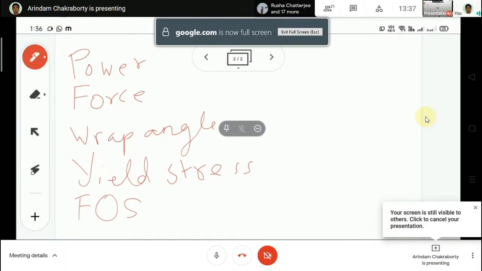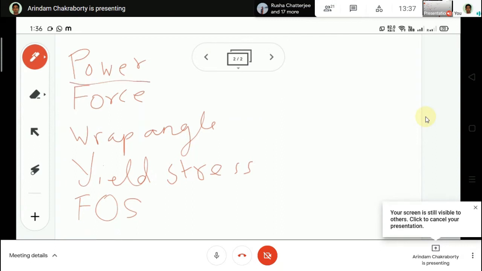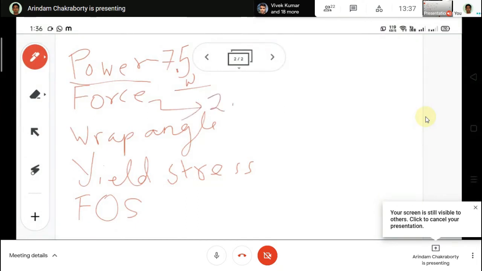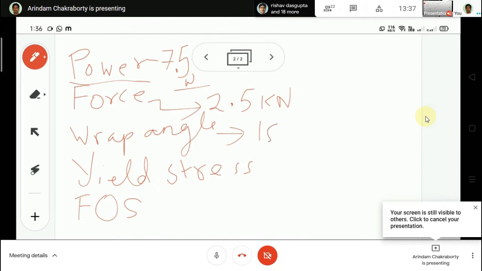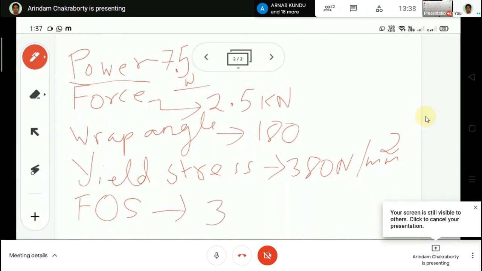If the power is given, it is for a question which will be much more critical. The power may be given as 7.5 watt, which will be useless for you. The force will be given, let us say 2.5 kilonewton, and the wrap angle to be 180. Yield stress, let it be 380 Newton per millimeter square. Factor of safety is 3.